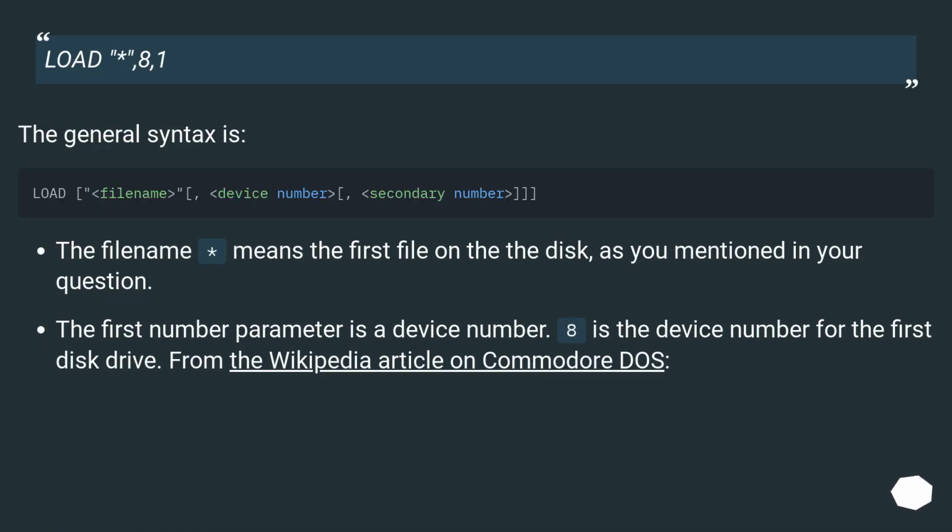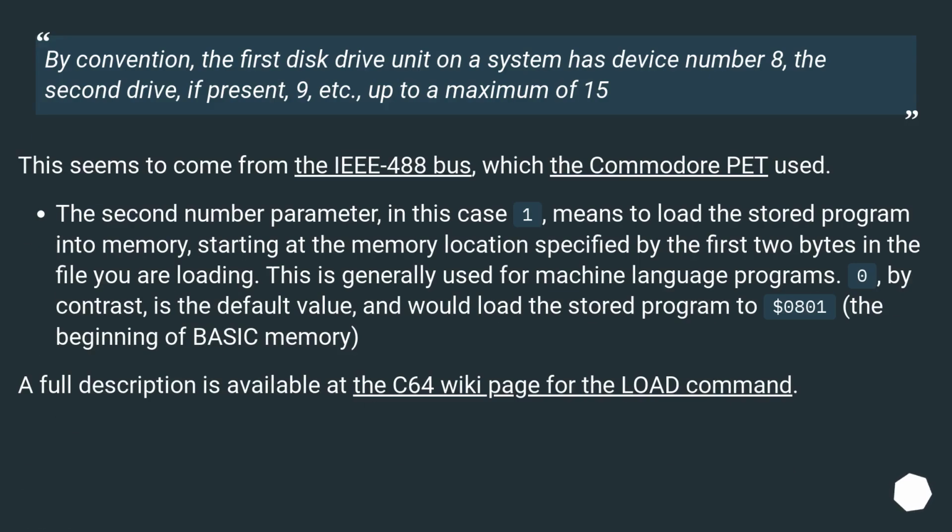Load, 8,1. The general syntax is: the file name means the first file on the disk, as you mentioned in your question. The first number parameter is a device number. 8 is the device number for the first disk drive. From the Wikipedia article on Commodore DOS: By convention, the first disk drive unit on a system has device number 8, the second drive, if present, 9, etc., up to a maximum of 15.